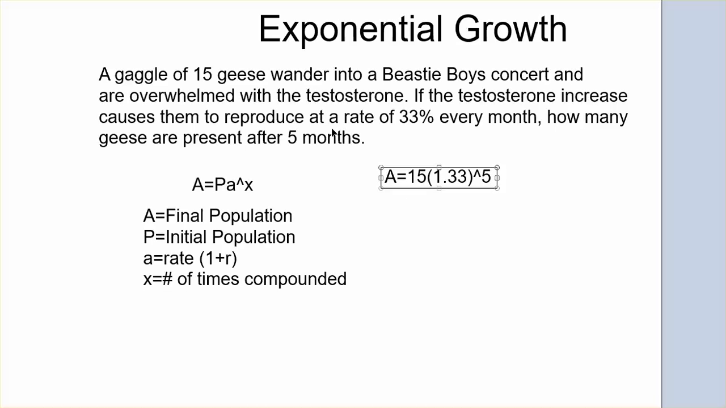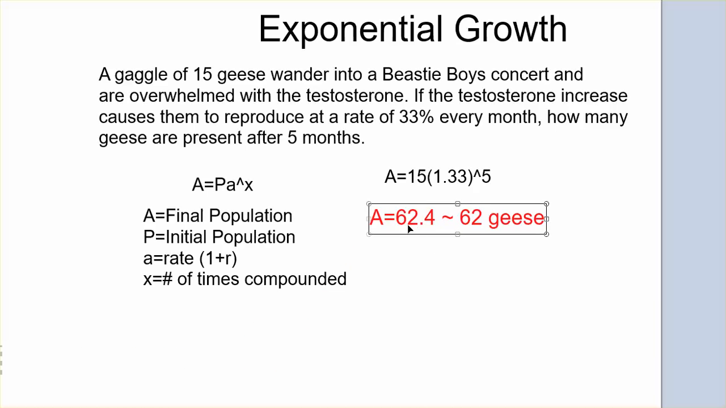So 15 is our starting number of geese, and our rate is 33%, so we turn that into 0.33 and then add that to 1, so 1.33. The number of times it's compounded is 5 months, since this is 33% every month. All we need to do now is plug it in, and we're left with 62.4 geese, which is roughly 62 geese.